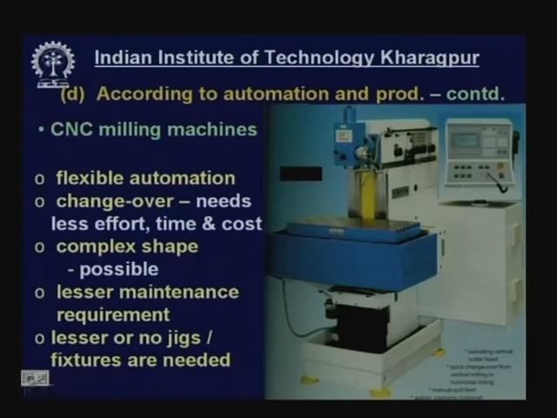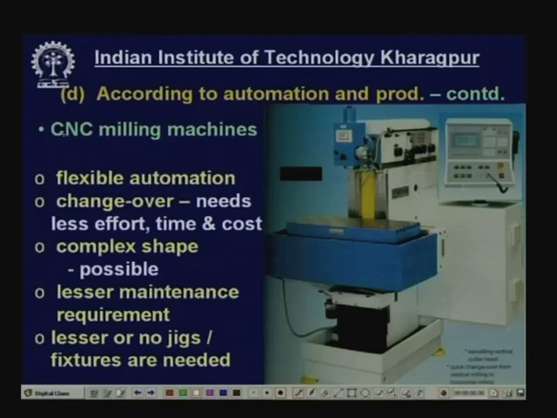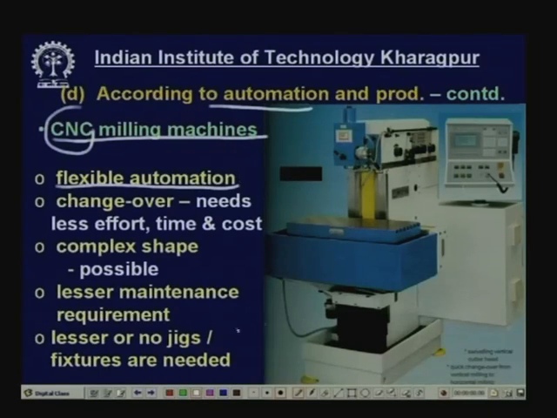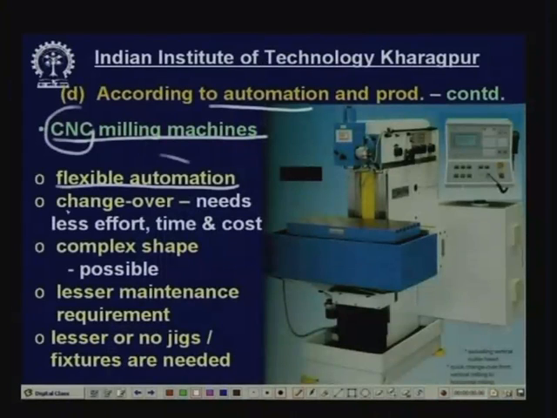Then CNC. What is the full form of CNC? Computer numerical control. This is a modern machine, modern milling machines. Now, this is automatic, no doubt, but this is flexibly automatic, where the job can be changed very quickly and the change in the product will be taken care of by writing a suitable program, and that program will enable producing one job to another job to another job. So, this flexible automation will cause changeover from one product to another with less effort, less time and less cost.